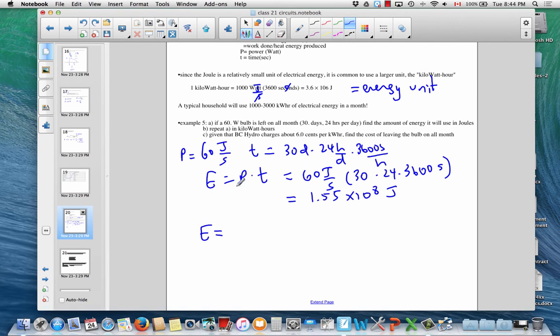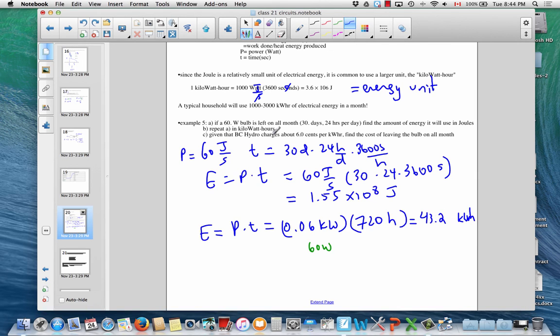Now, we could do the conversion, but here's a neat trick. We're going to express the power in kilowatts. So 60 watts is 0.06 kilowatts, right? That's 60 watts of power. And then we're going to express the time in hours. Now, 30 days, 24 hours, that's actually 720 hours. Now when you multiply this together, you're going to emerge with kilowatt hours directly. 0.06 times 720 is 43.2 kilowatt hours.